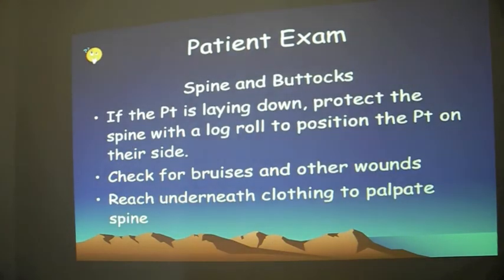Next on your patient exam, your spine and buttocks. If the patient's laying down, protect the spine with a log roll. In other words, you're going to roll this patient on one side. You're going to start at the back of their head and go all the way down to the bottom of their buttocks and look down the back side of their legs, checking for injuries. Check for bruises and other wounds. So you're going to have to expose some skin here. Reach underneath clothing to palpate the spine.